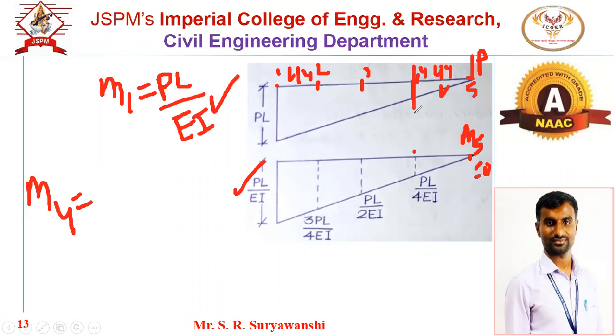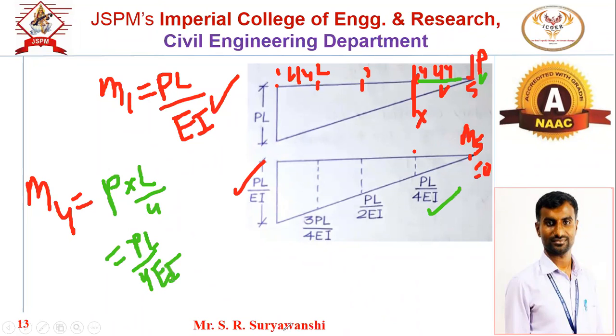So what is the moment at that particular node? Moment is nothing but this force into perpendicular distance L by 4. What is the force? P is the force. So P into L by 4, the perpendicular distance. So the bending moment will be PL divided by 4, isn't it? PL by 4. We have to find out this M divided by EI value, so PL divided by 4 divided by EI. So we get PL by 4EI. This is the M by EI value for node number 4.